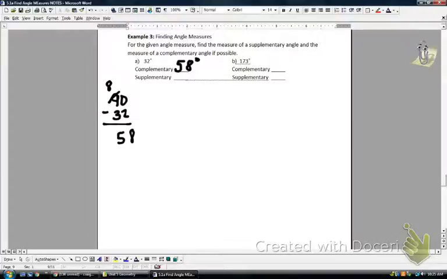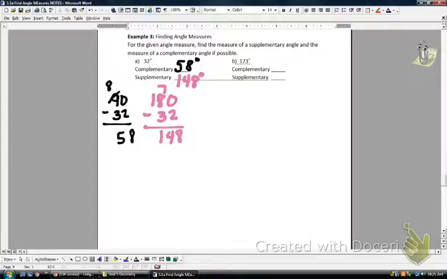Then I'm going to do the same thing with supplementary. I'm going to take 180 minus 32, and that comes out to be 148 degrees. So an angle that is supplementary to 32 degrees is 148 degrees.